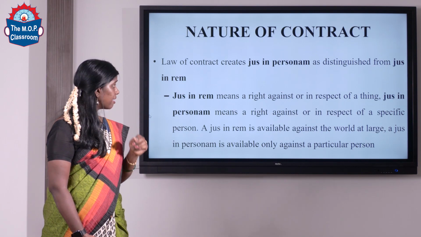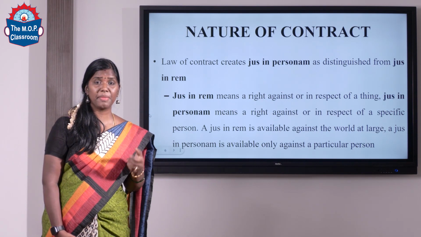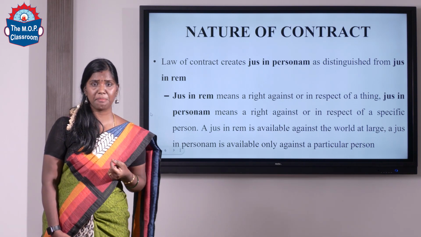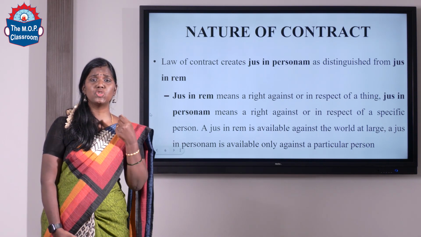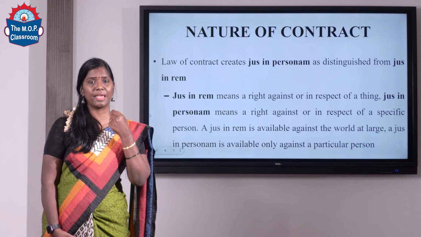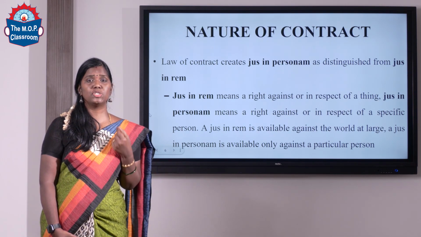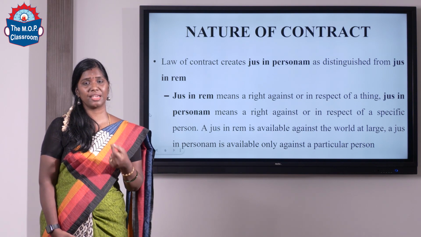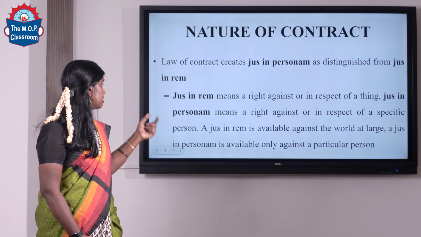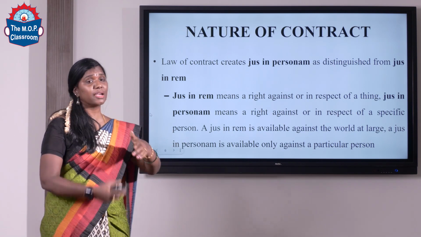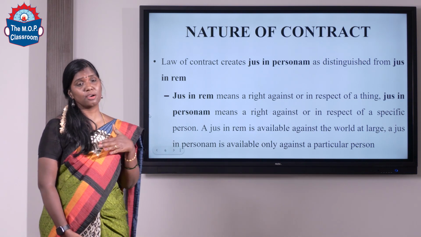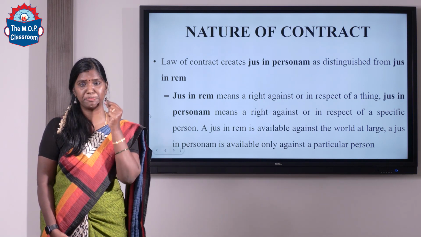And law of contract creates jus in personam and jus in rem. So we will have to understand what is jus in rem and jus in personam. So jus in rem is nothing but a right in respect of a thing, and jus in personam is a right against a specific person. So jus in rem is available against the world at large, but jus in personam is available only against a specific person.